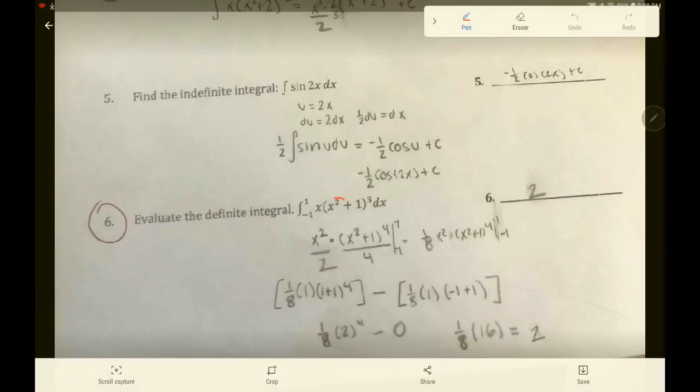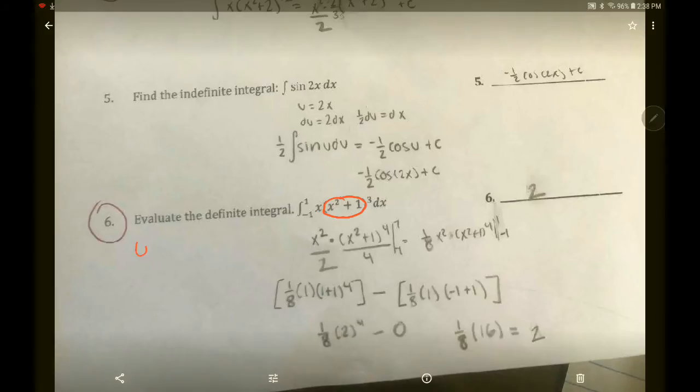So we look, our u substitution is going to be for this one, because there's that expression raised to the power 3 that makes this complicated. So we're going to say u equals x squared plus 1. Then we have to figure out what du equals: 2x dx.